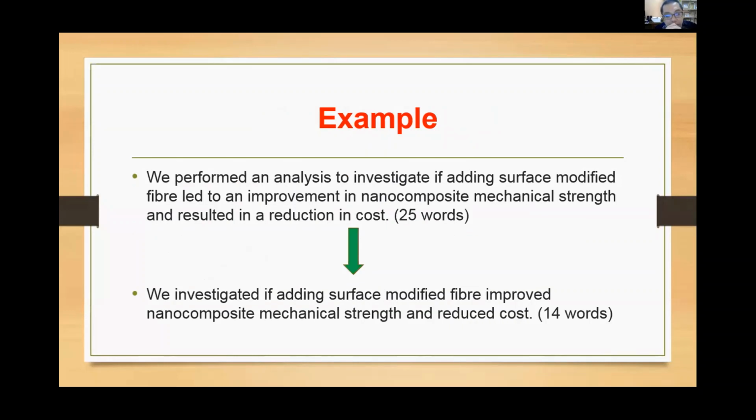Example here: we perform analysis to investigate if adding a surface modified fiber led to an improvement in the composite mechanical strength and resulted in the reduction of cost. So you see the next example after we modify. You see we replace the analysis and something, we just delete them. We say that we investigate if adding surface modified fiber improves the composite mechanical strength and reduces cost.